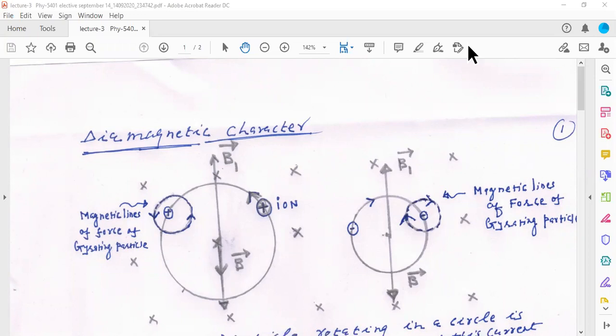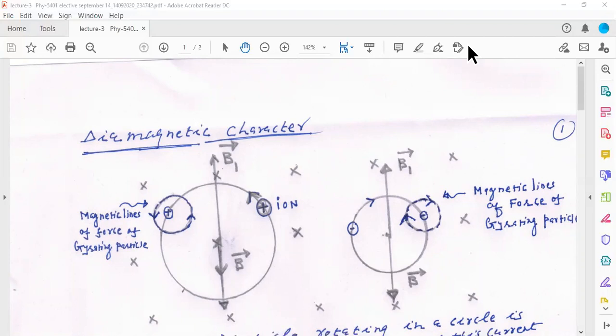Friends, in the previous lecture number 2, we described the motion of a charged particle in a uniform magnetic field, and we obtained the equation of motion for the charged particle. We found that the trajectory of the charged particle is helical, and we also found that the electrons as well as the ions of the plasma are gyrating around the field lines in opposite directions.